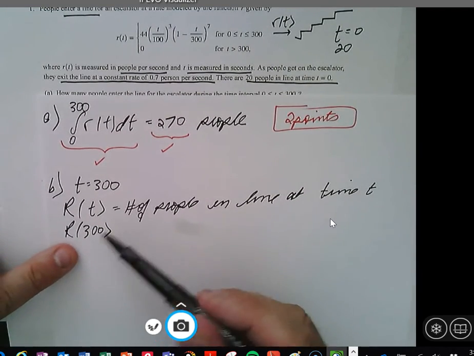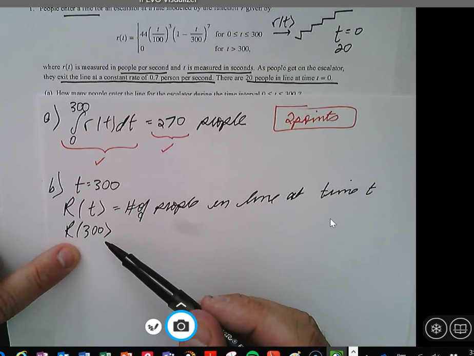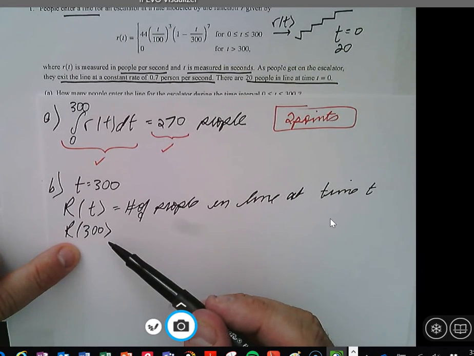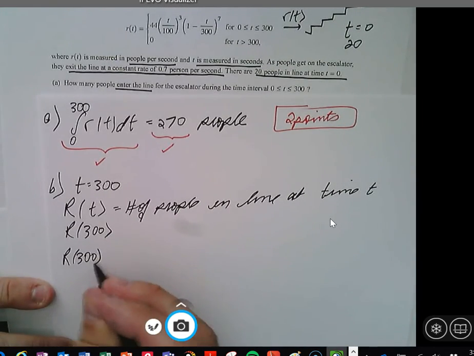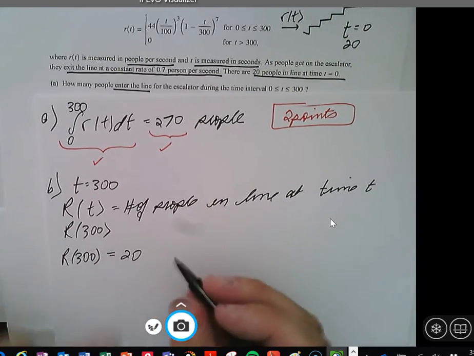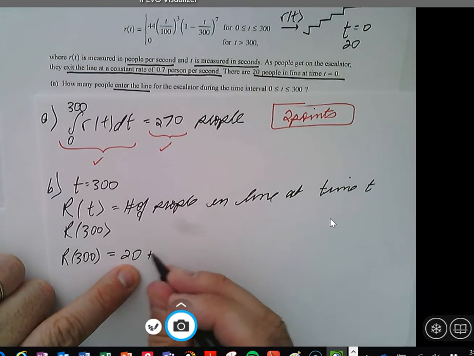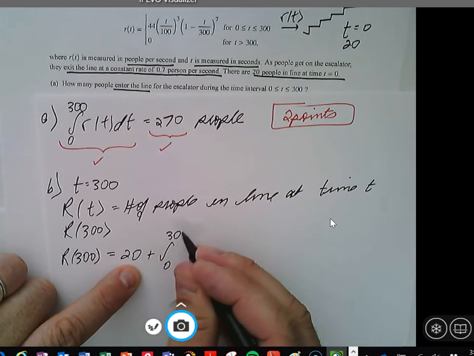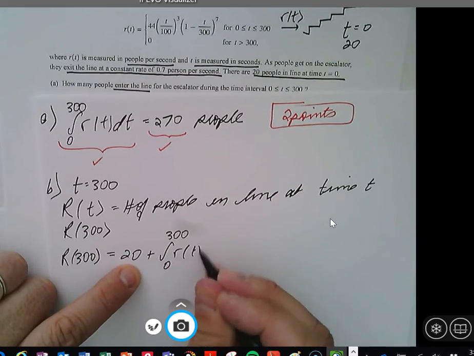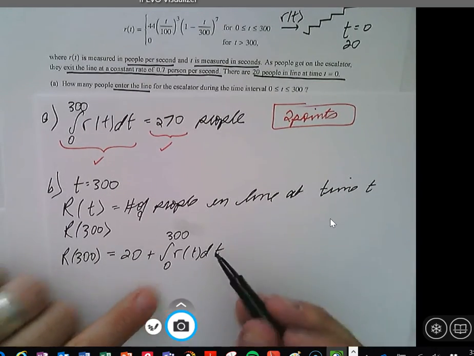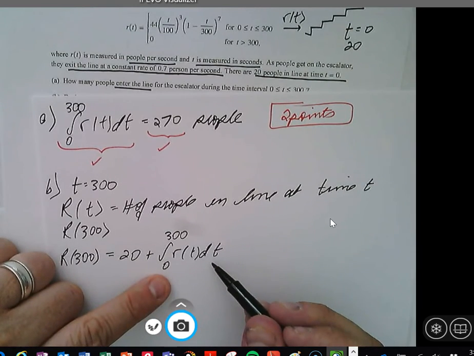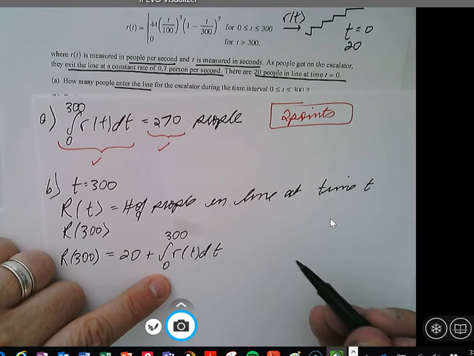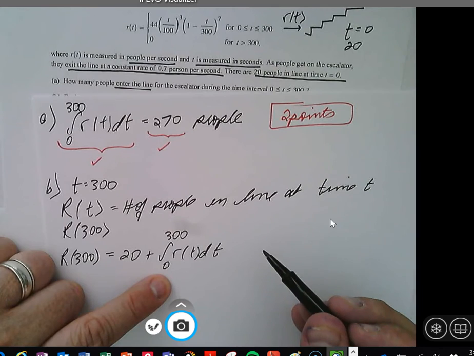Well, how am I going to figure out the number of people in line at time t equals 300? I've got to take into account a couple of different things here. At time 300, well, what's happened? We have the 20 people that were in line in the beginning, plus I've got this integral from 0 to 300 of r of t dt. The 20 is the number of people in line in the beginning. This integral tells me how many people entered the line. We already have that numerical value.